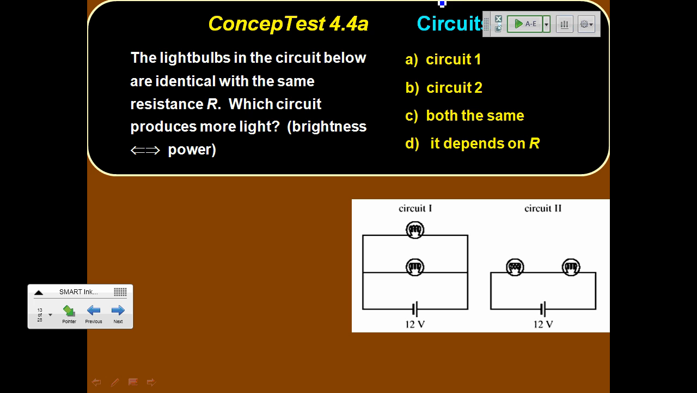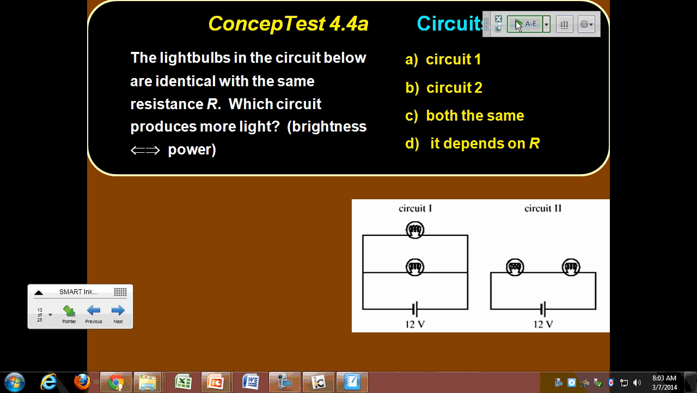Now, which of these circuits produces more light? 1, 2, the same, or does it depend upon R? The R of each light bulb is identical; they are identical light bulbs.